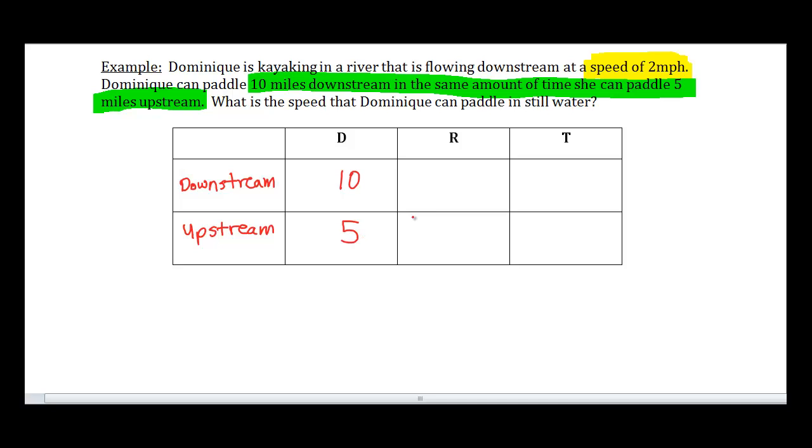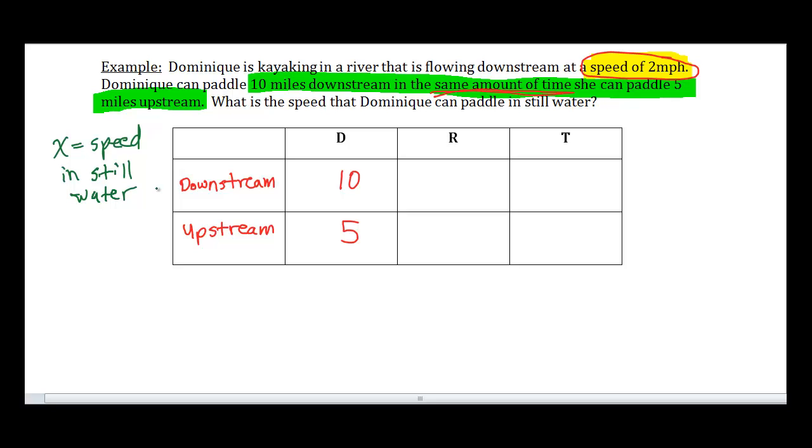All right. And the only other information is speed of 2 miles per hour, and of course we got to remember the same amount of time. All right, this one is a little bit more difficult because I don't have anything about the rate that she's going, but I do get the speed of the current. Since I don't know information about her actual speed, I'm going to let my variable x represent her speed in still water.